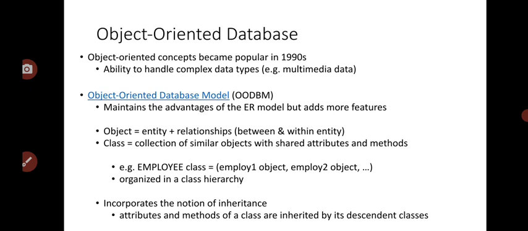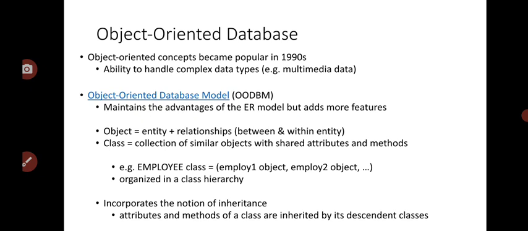Object-oriented database. Object-oriented database concepts became popular in the 1990s, with the ability to handle the most complex data types such as multimedia data. The object-oriented database model, OODBM, maintains the advantages of the ER diagram model but adds further features such as the object. An object is equal to entity plus relationship. So between and within the entity, that will be called an object.